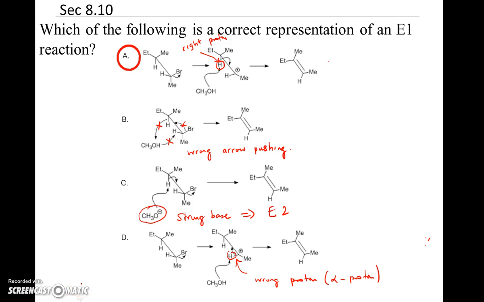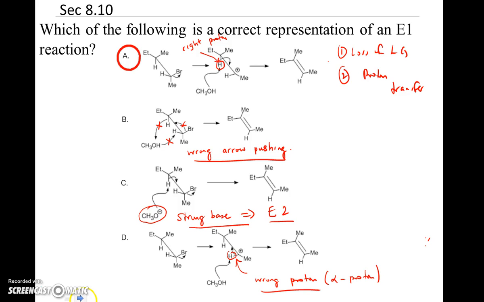And of course this is wrong as well. So you can see that the right one, if you look at the reason why it's A, you have a loss of leaving group, and then the proton transfer. You can see there's a wrong arrow position here. A strong base will give you E2, and a wrong proton transfer. It's a wrong proton you're picking here. So that's why the answer is not like that. So the answer is A.